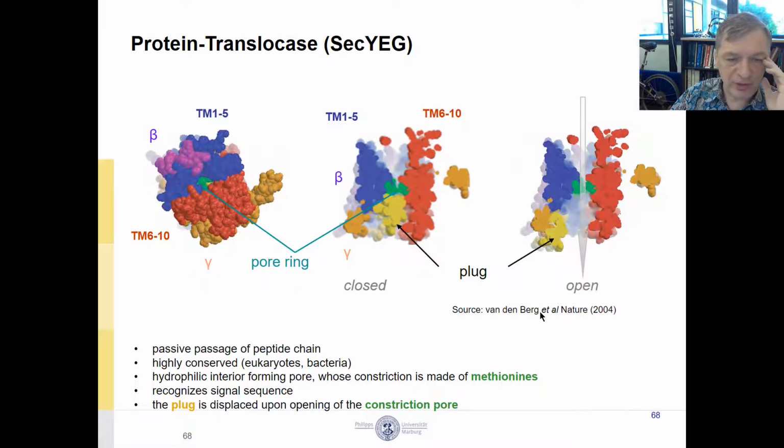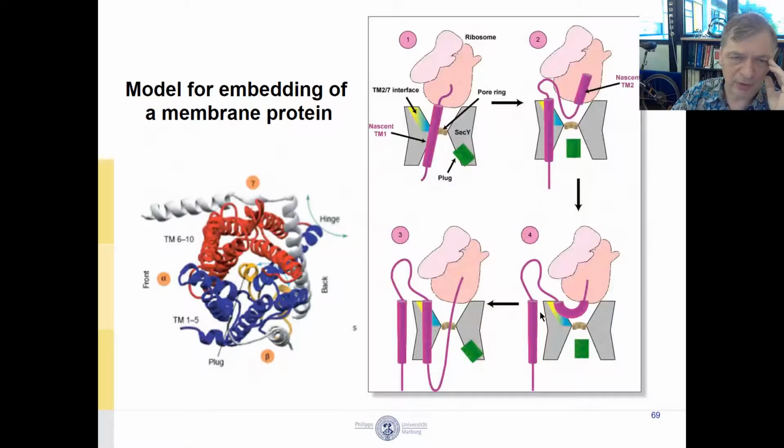The SEC61 or SecYEG complex is extremely conserved. Eukaryotes and bacteria are not very different in terms of their structure requirements, although the organisms are widely apart in evolution. So here you see the mechanism for a protein that becomes a membrane protein. When becoming a membrane protein, it's not enough that I just pass through the translocon, but the translocon also has to open up. It has to open up in order to release the future transmembrane helix to the lipidic membrane. And we have here a weakness built in.